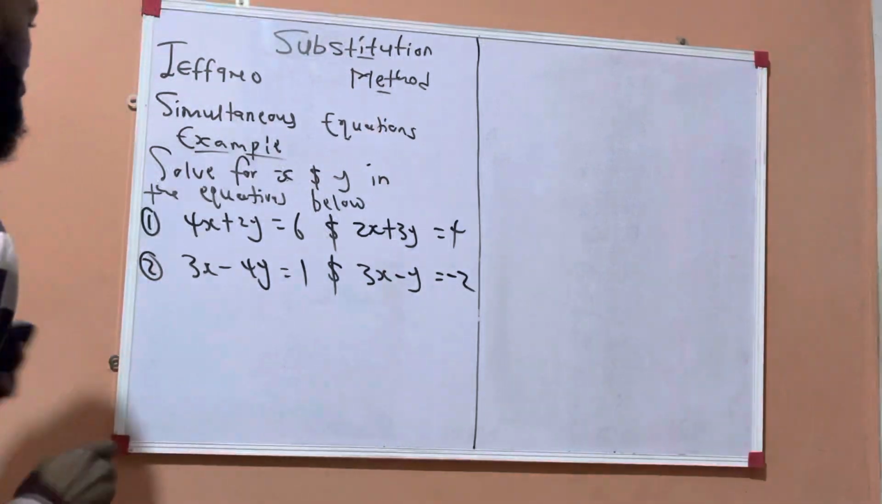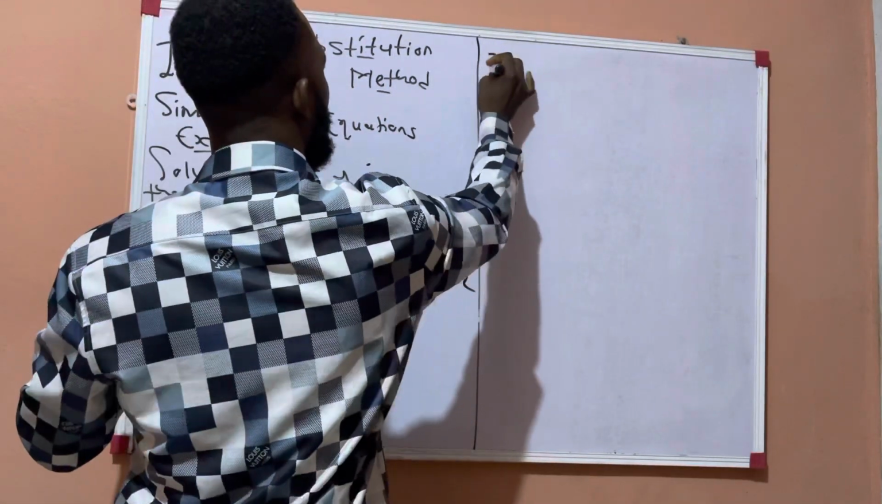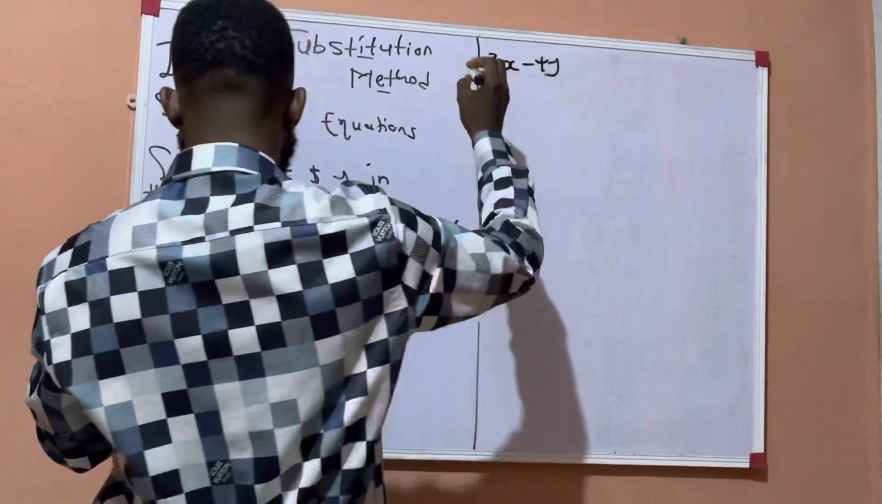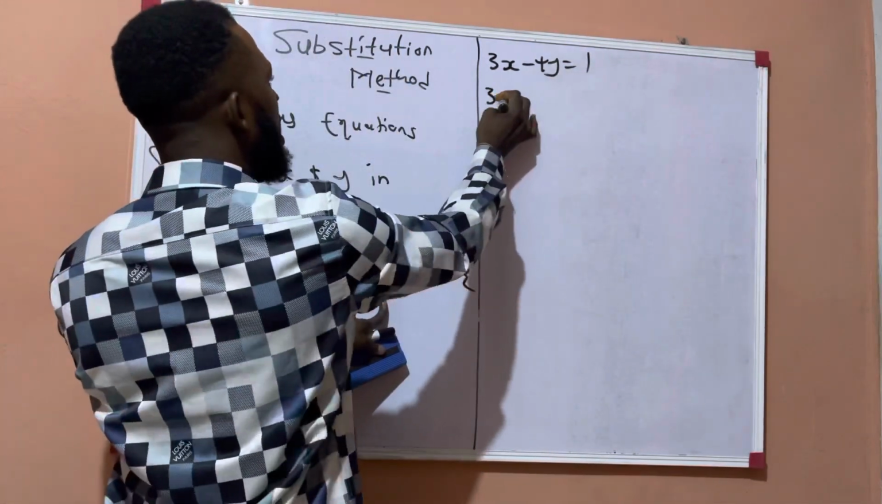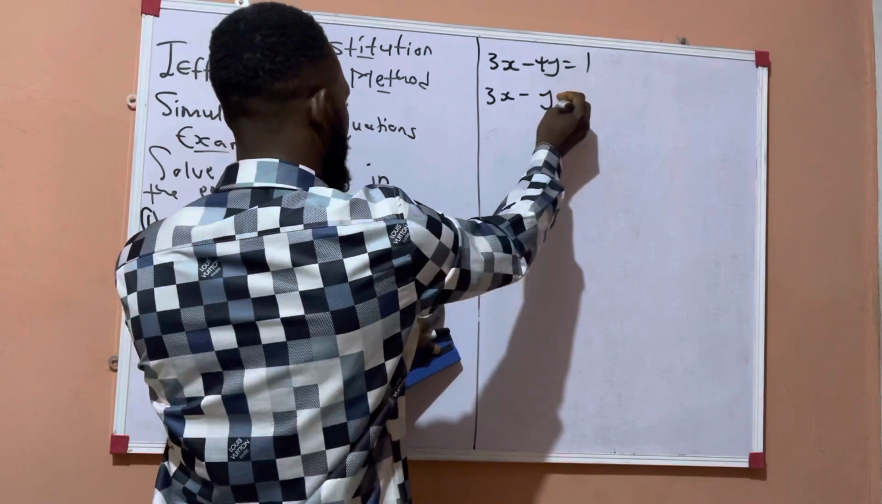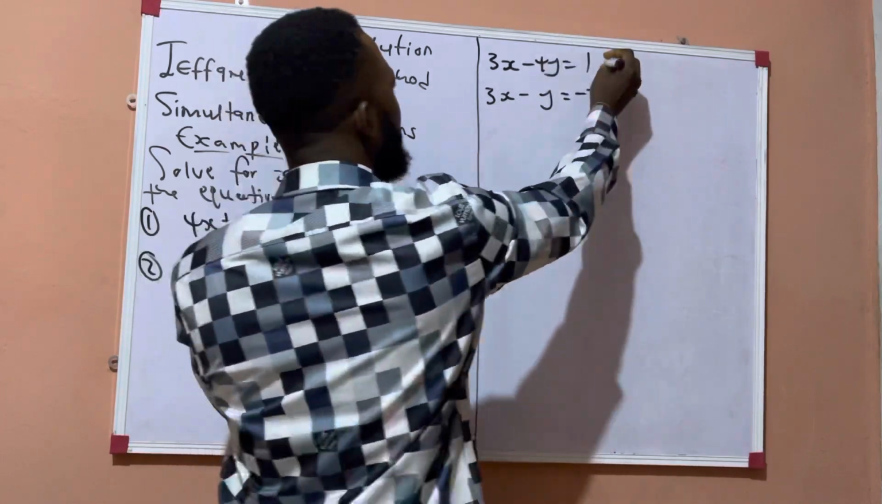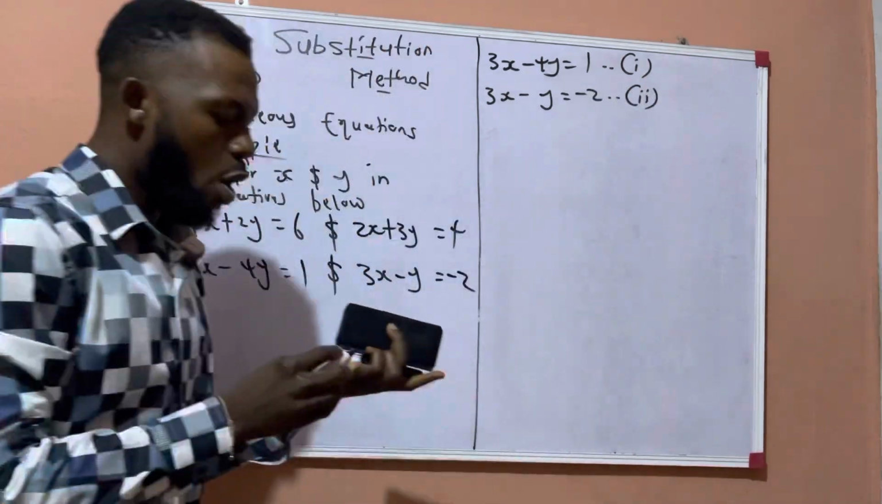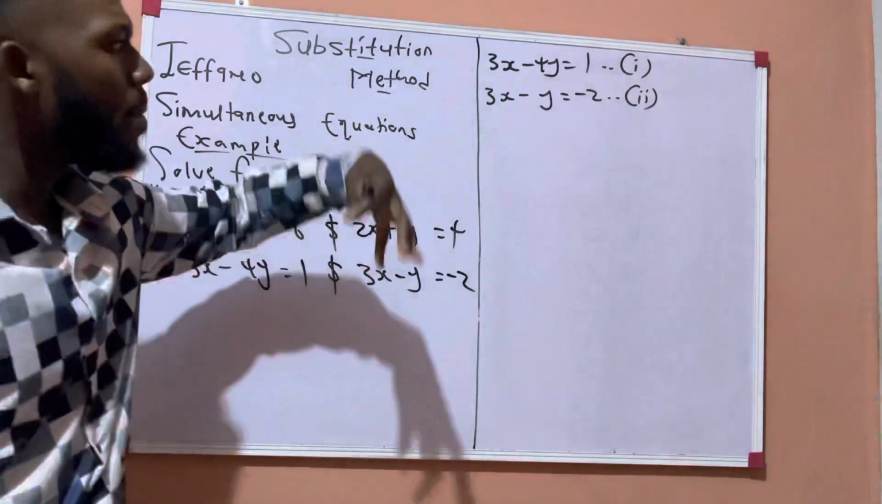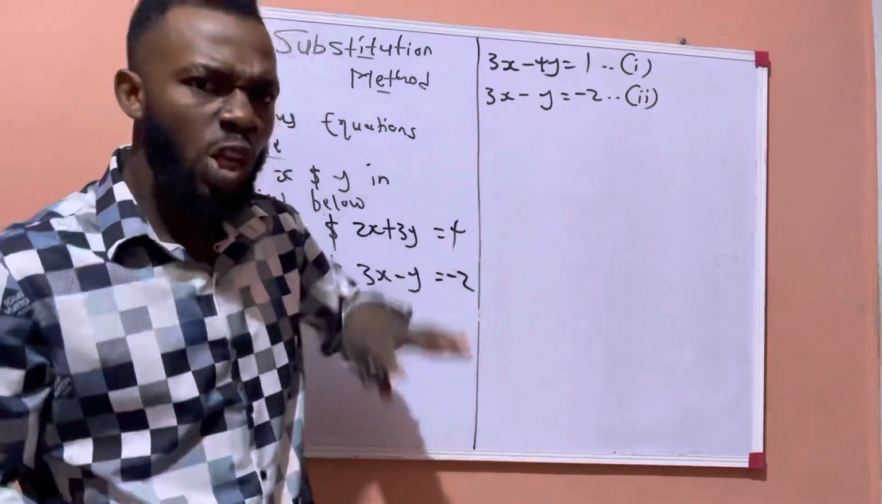Okay, question number 2 says 3x minus 4y equal to 1 and 3x minus y equal to minus 2. Now, this is equation 1 and this is equation 2. Okay, now the same thing applies. Make sure one of the variables is the subject of the formula.